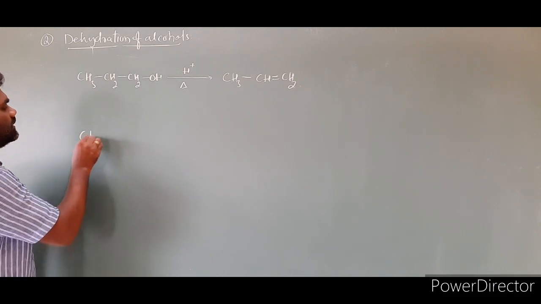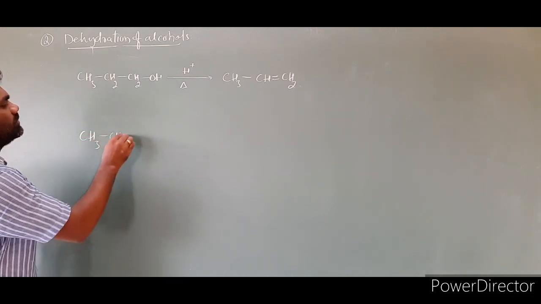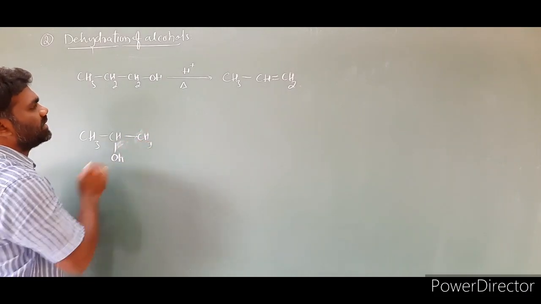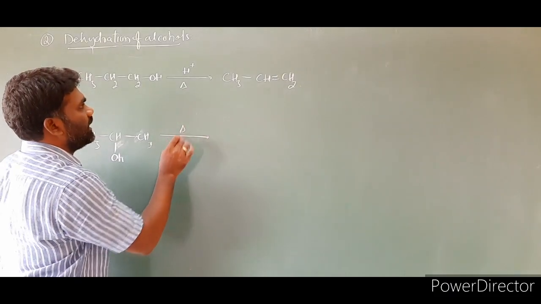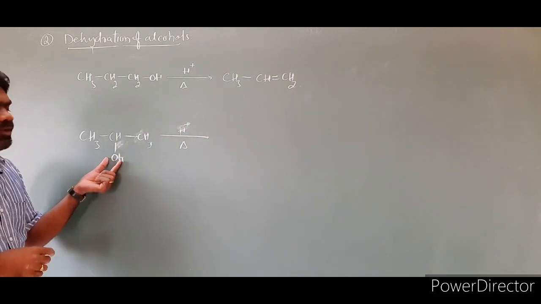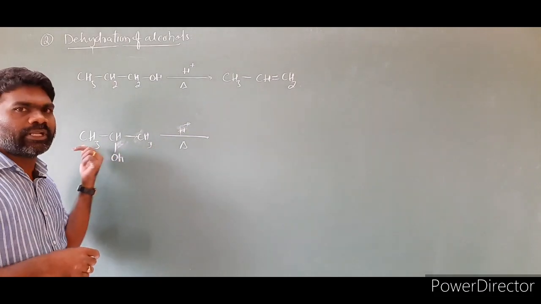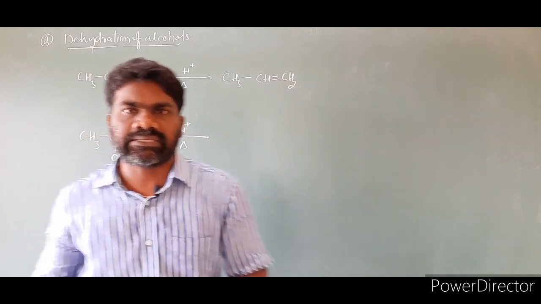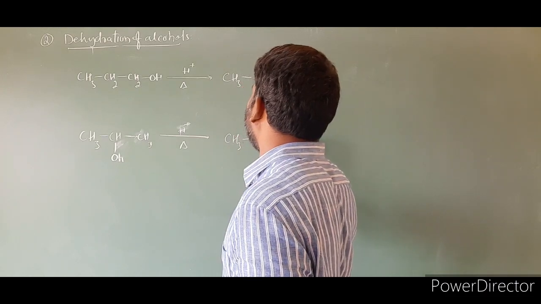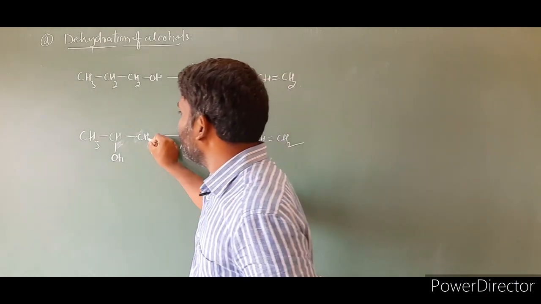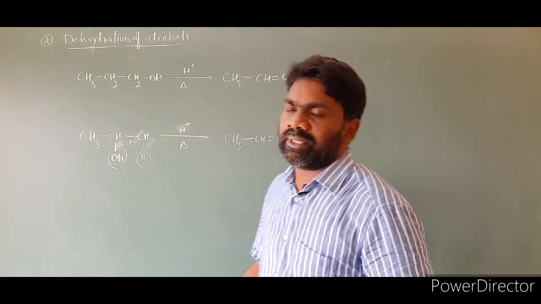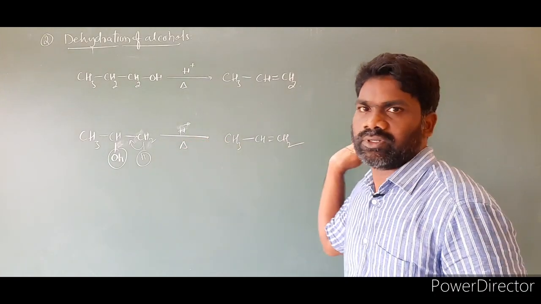I am taking another example, CH3, CH2, CHOH, CH3. This is the example given. Upon treating with dehydrating agents followed by heat, what is the product? You can remove the hydrogen from either this carbon or this carbon. You can remove the hydrogen from any carbon, the product remains same. Then the product is CH3, CH double bond CH2. This OH and this H are eliminated in the form of water. For understanding purpose, we have to follow the mechanism.